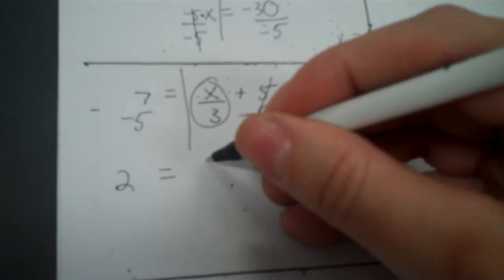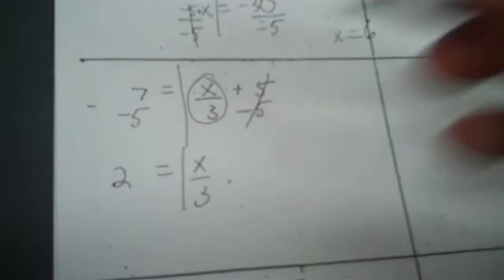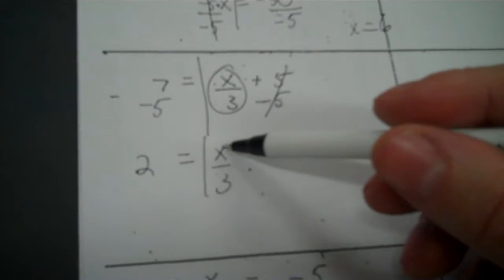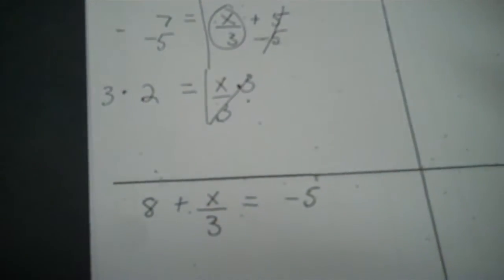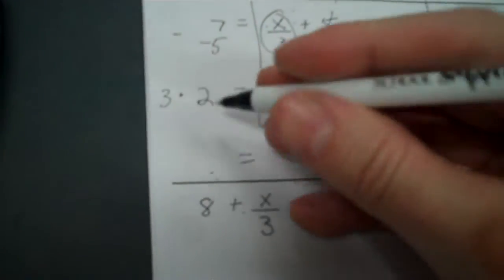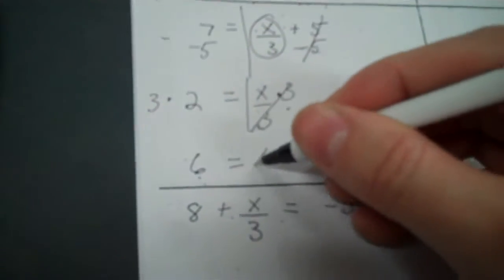And over here I've got x divided by 3. Now, the only thing that's happening to x is it's being divided by 3. So I do the opposite of divide by 3, which is times 3. Then I take 2 times 3, and that's 6. So you got 6, and then x is all by itself here. So that's your answer.